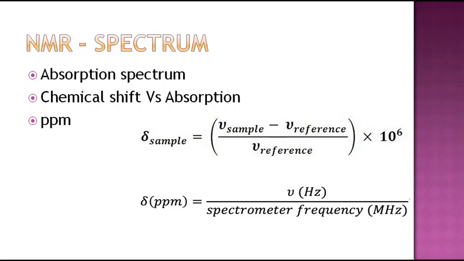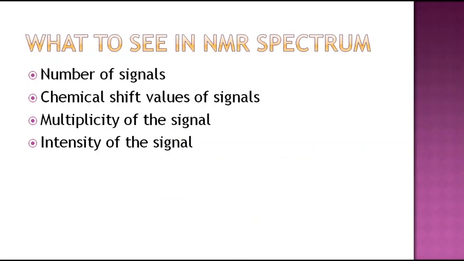This is the formula used to calculate, right? And what to see in an NMR spectrum? What do you have to see when you see an NMR spectrum? You see the number of signals: 2, 3, 4, 5. That number is important.